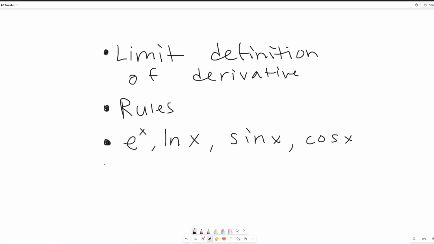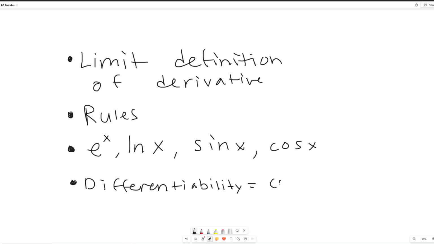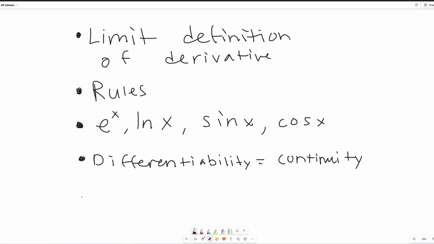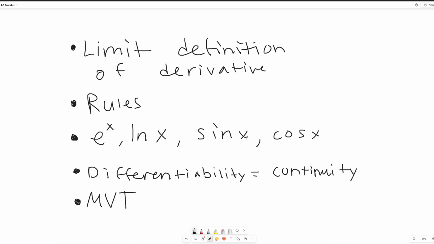And then know that differentiability equals continuity, because this comes up heavily in later units. And, of course, remember mean value theorem. It's a theorem that will show up on the test at least once. You just need to know it. All of the theorems will show up on the test at least once.